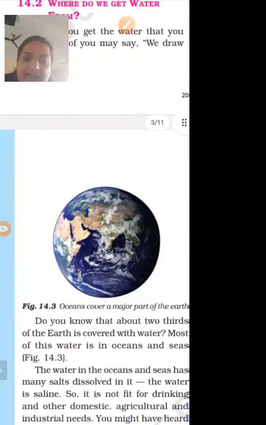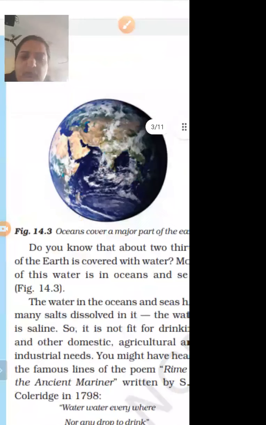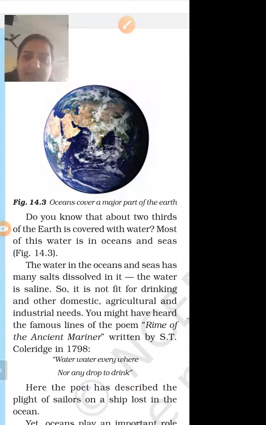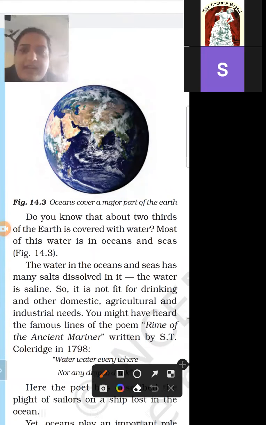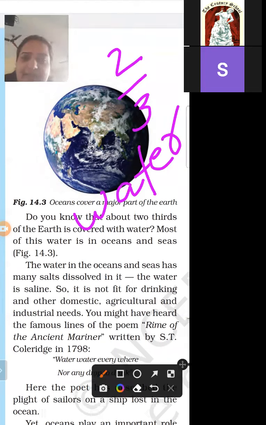Do you know that about 2/3 of the earth is covered with water? This is our earth, and 2/3 of the earth is covered with water.